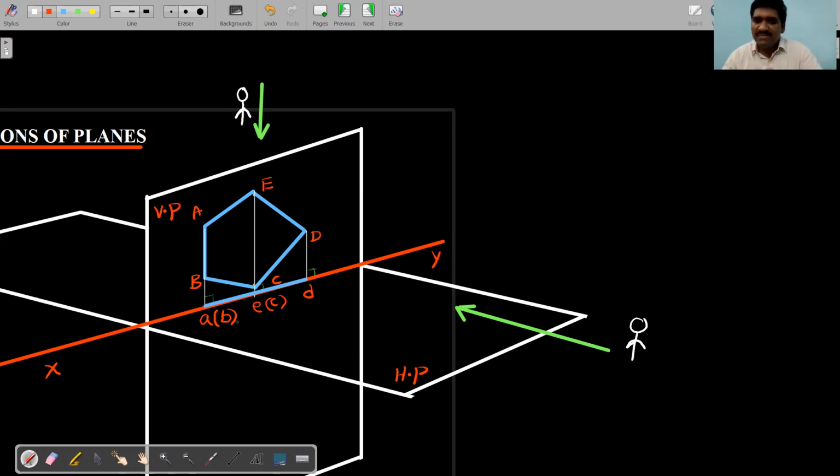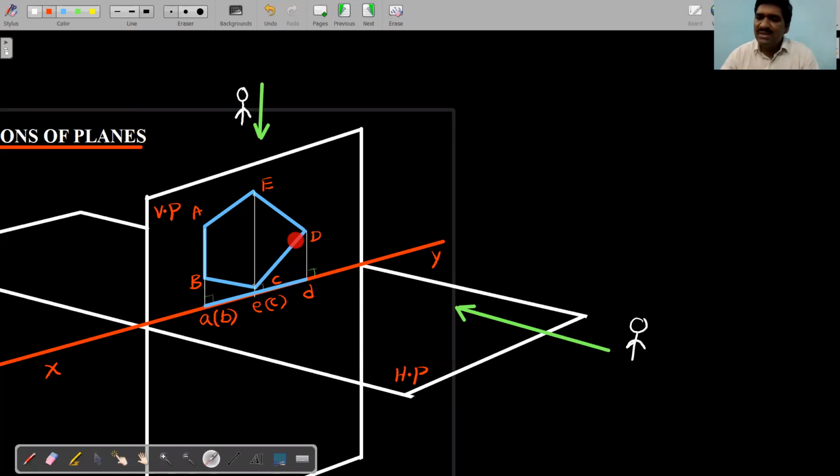Now, in the top view, we are saying that these three corners A, E, D are only visible. But in the top view, which sides are visible for you? Totally, how many sides are there? 1, 2, 3, 4, 5. In the top view, among these 5, how many sides are visible and how many sides are invisible? Yes, in the top view, AE is visible. This side is visible. This is also visible, but this one is invisible. This is not visible.